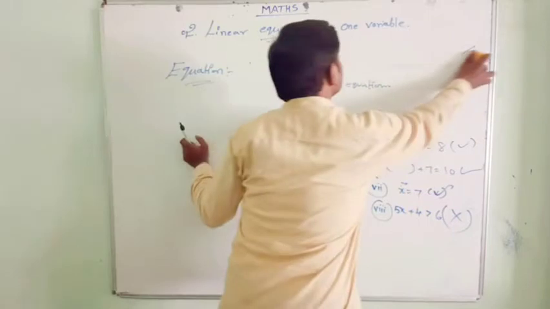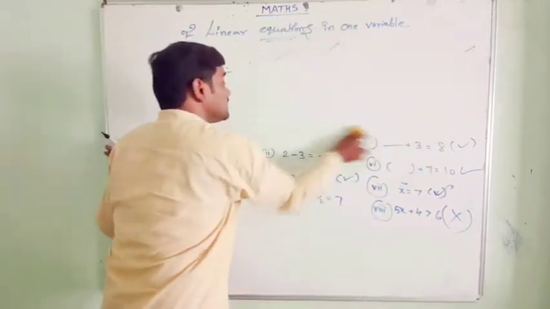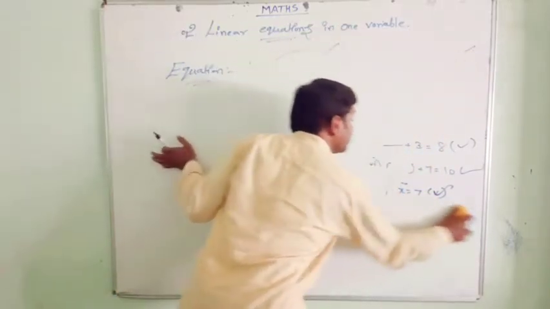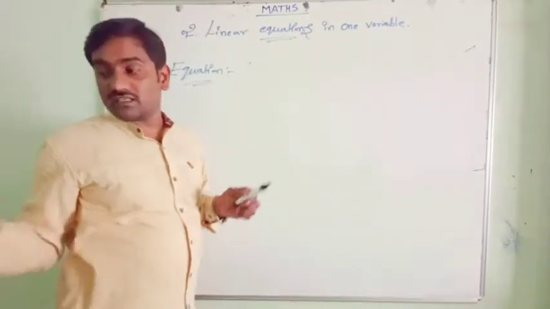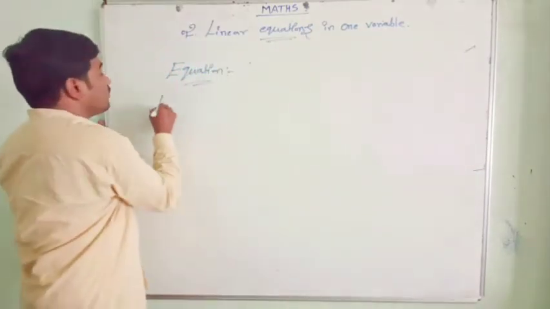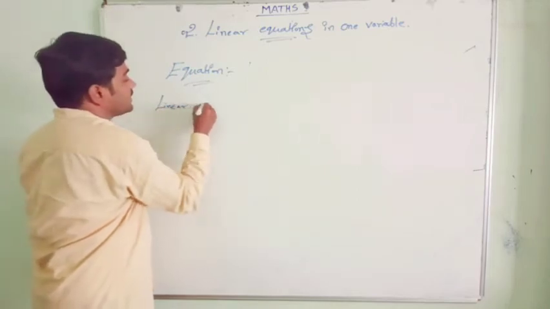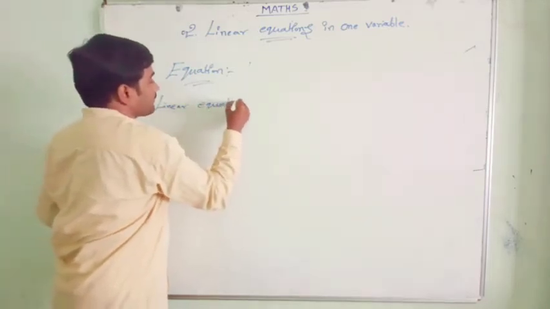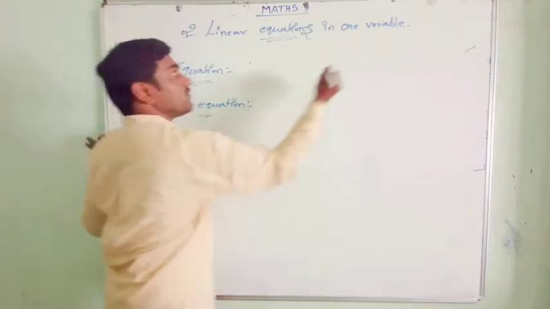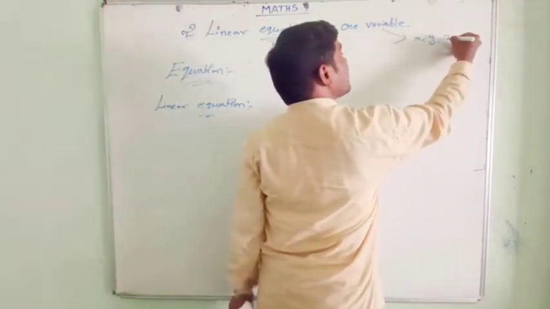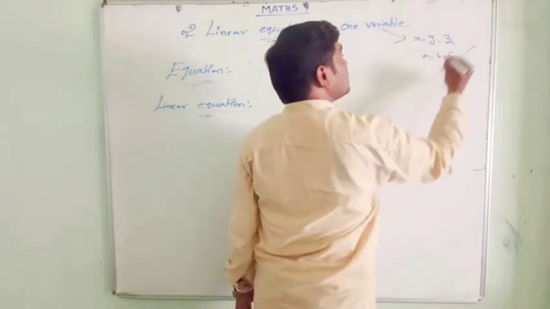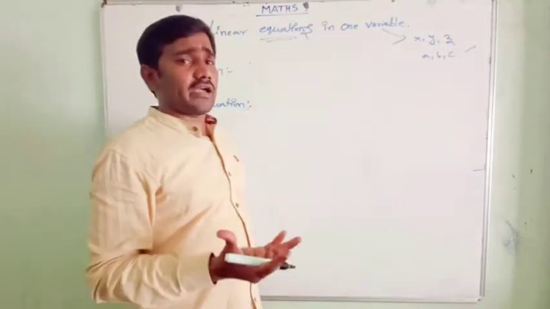Now we need to learn what a linear equation is. Equation we know. Then what is the meaning of linear equation? You know the meaning of variable, no? Variables are denoted by lowercase alphabets like x, y, z, r, a, b, c, which are not constant. They are known as variables.